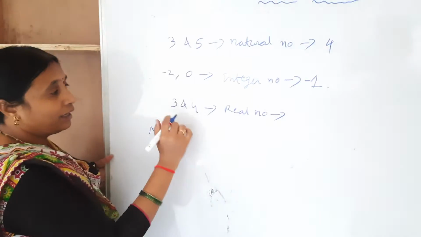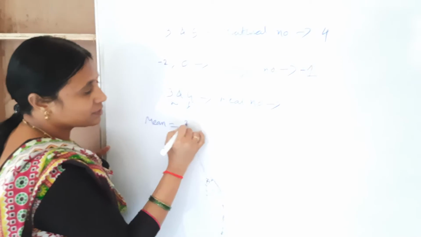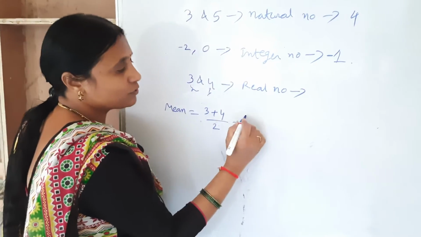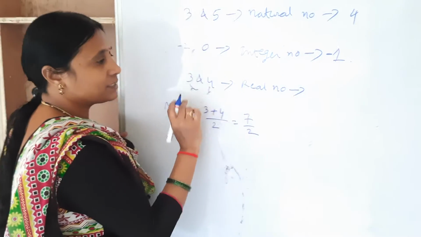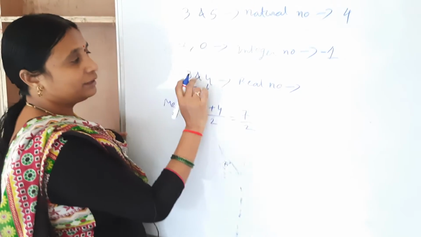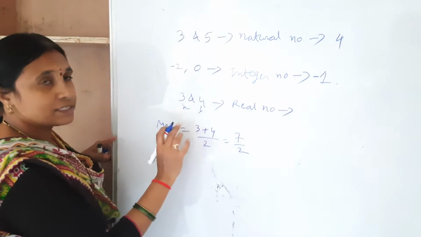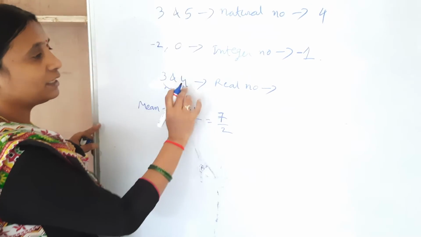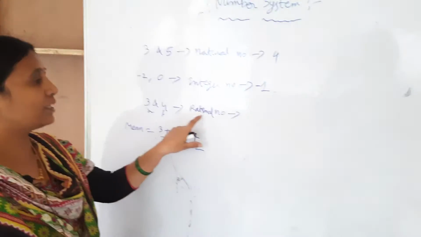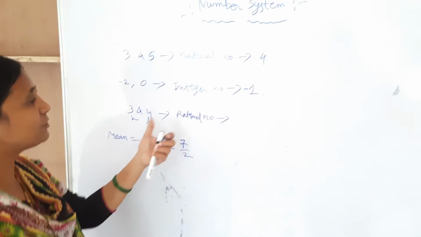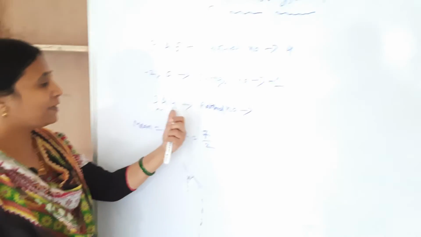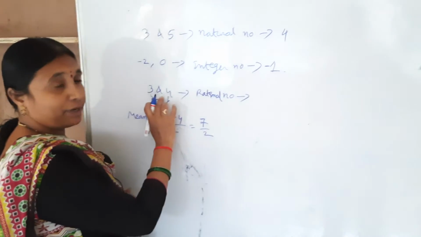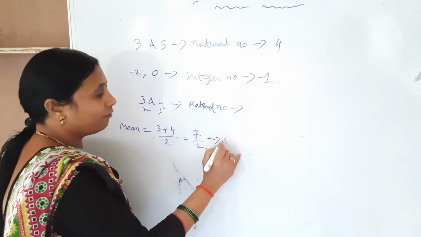What is the mean? We take these two numbers, add them, and divide by 2. 3 plus 4 is 7, divided by 2. This is the real number between 3 and 4. This is the process of inserting a number between 3 and 4. The rational number between 3 and 4 is found by the mean method: 3 plus 4 by 2 equals 7 by 2. This is only one number.